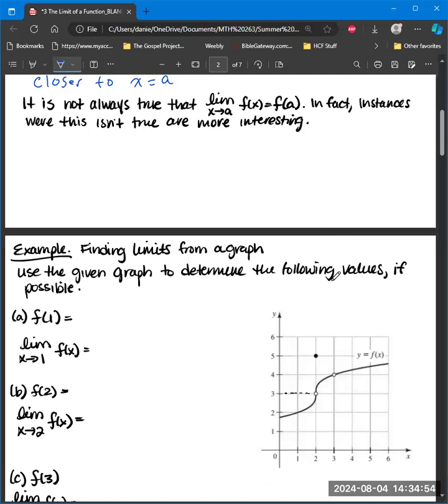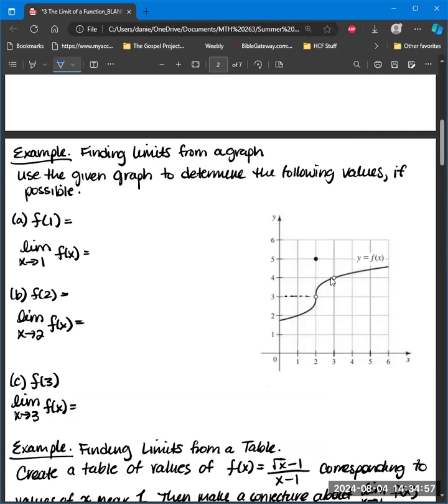For example, this graph right here, if we have a as 2, f of a is right here, the solid dot, but as I get close to a from the left and from the right, the limit is actually going to be 3, but f of 2 is equal to 5, and they're not equal to each other. But let's look here at 1. As I get close to 1 from the left and the right, it equals the function value of 2.